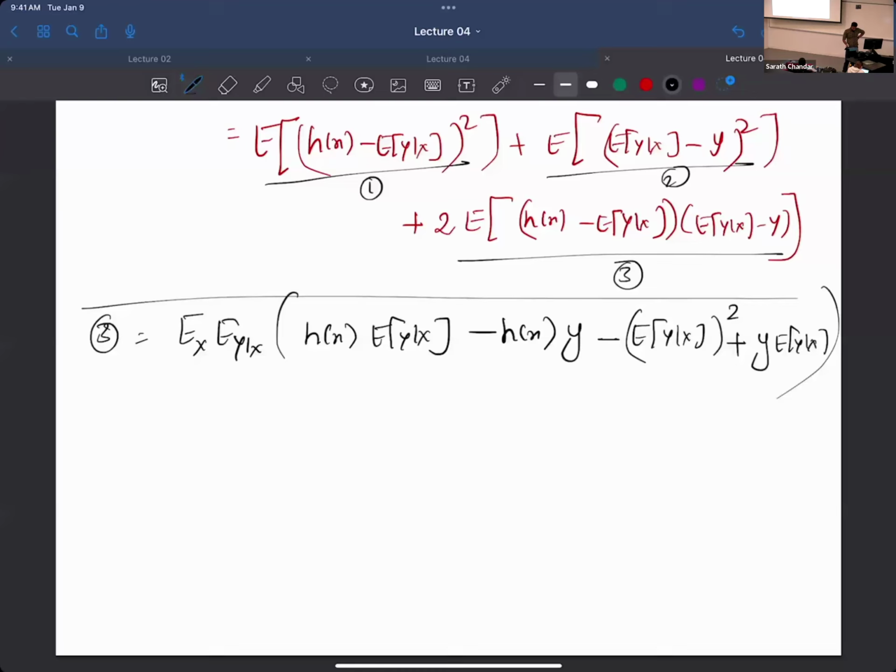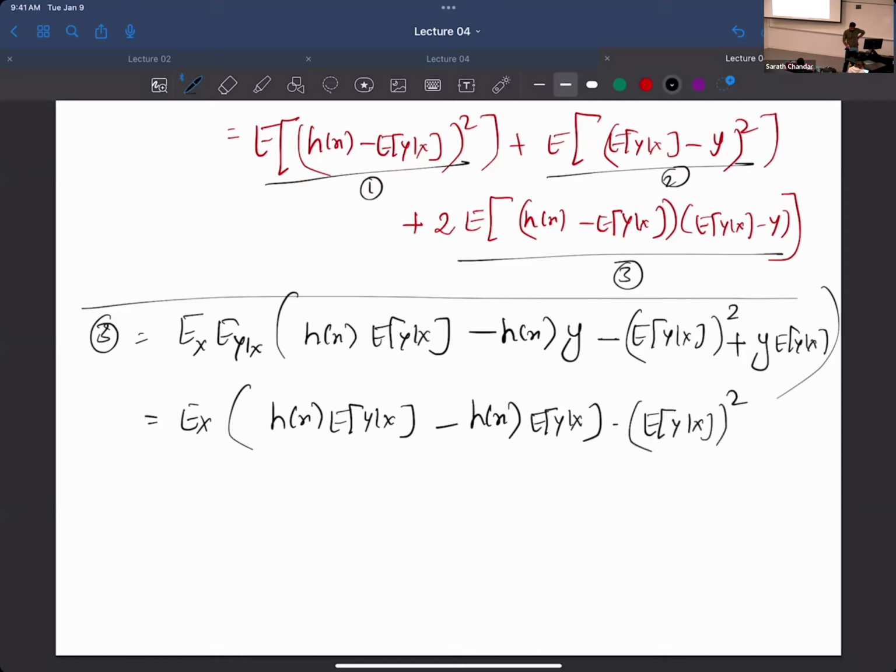Now you can bring in the first expectation. So this becomes the expected value of, when I bring in the first expectation, h of x times E of y given x, which is not affected because it is not a function of y. It's a constant. Minus h of x times, when I take the expectation of y, E of y given x, minus this term, which is a constant, just the mean square. Plus the last term becomes E of y given x the whole square. As you can see, I can cancel this and I can also cancel this. So this whole thing becomes the expected value of 0, which is 0.